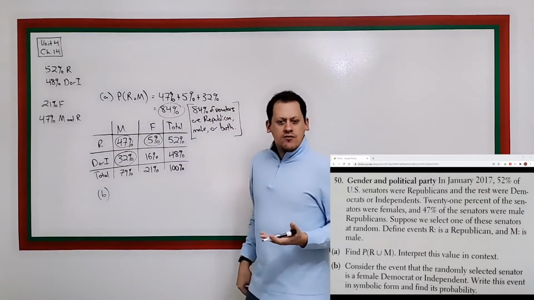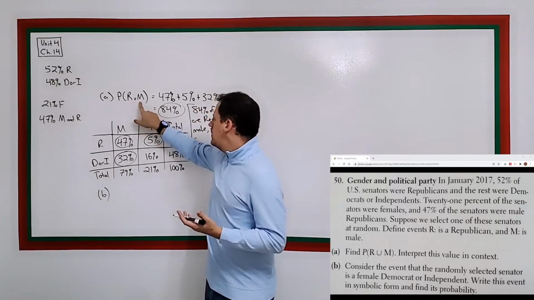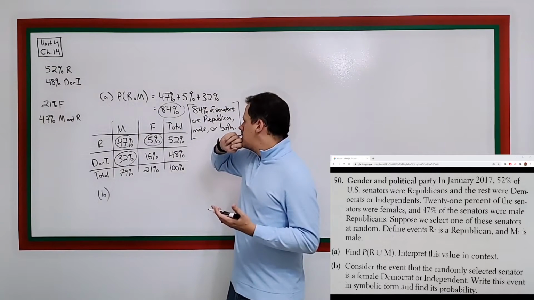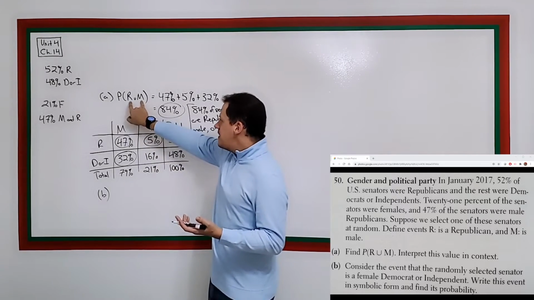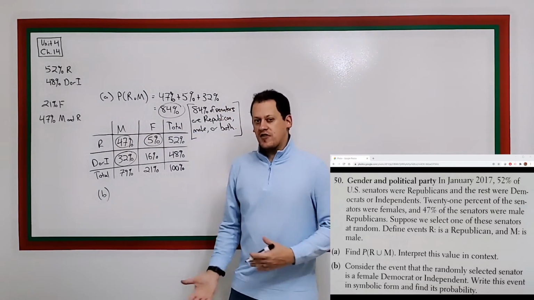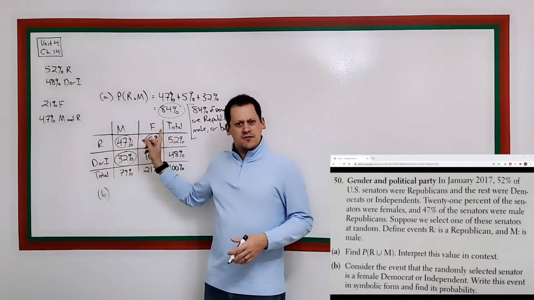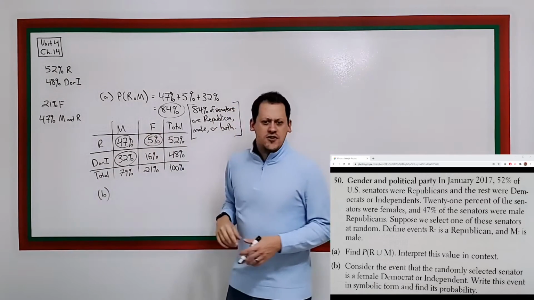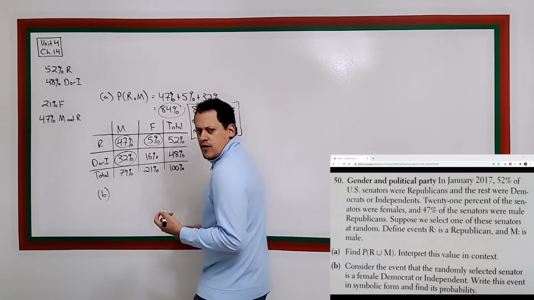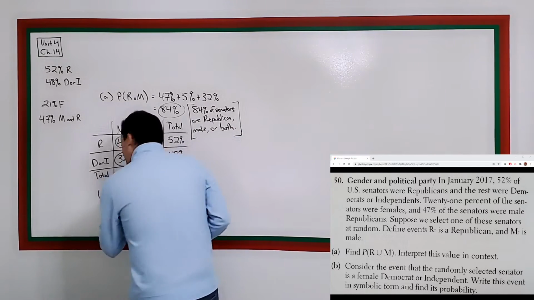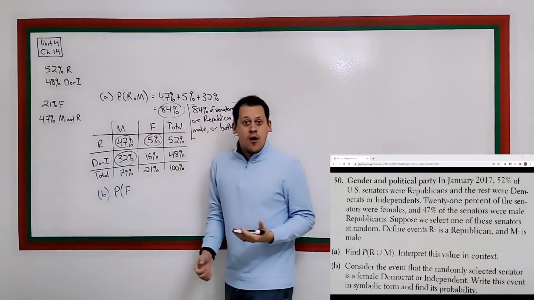And they really only ever told us how to define the events for Republican and male. So it's kind of unclear whether we should be writing this in terms of these definitions or whether we can create our own for female or Democrat or independent. And I think it's pretty reasonable to use these denotations, so we'll just write it that way. So the probability the randomly selected senator is a female, Democrat, or independent.